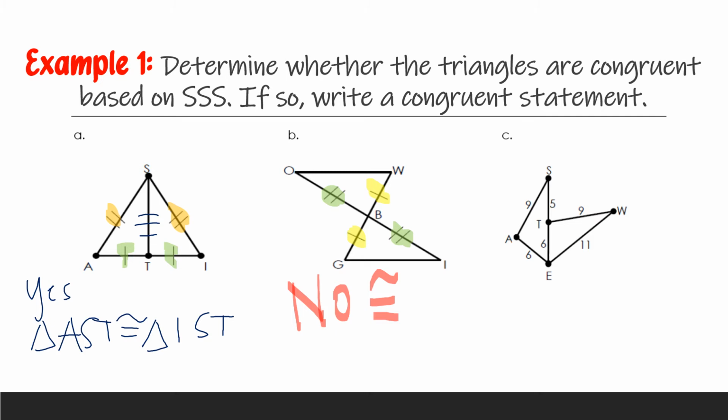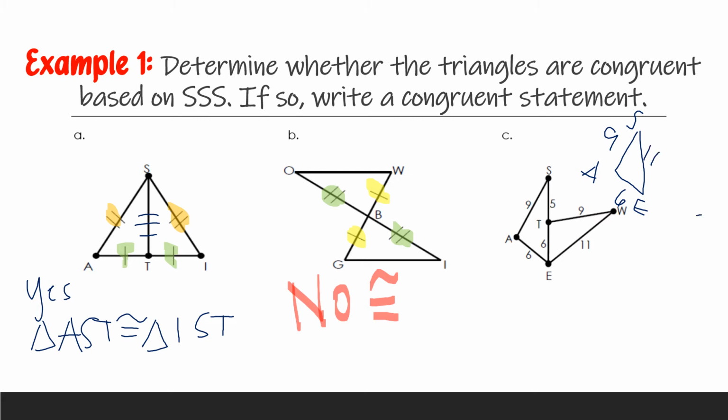All right, and then finally for C, nothing's marked, but there's measurement. So sometimes it's helpful for you to draw the two triangles separately so that you can see them a little bit better. So we have SAE, and it has a side. SA is 9, AE is 6, and then SE is 6 plus 5, which would be 11. So it has 6, 9, and 11 as the three sides.